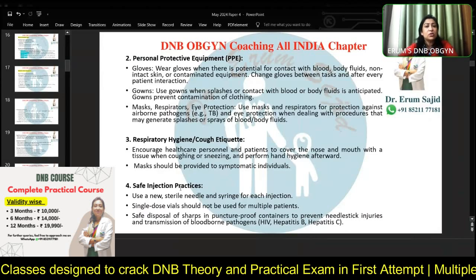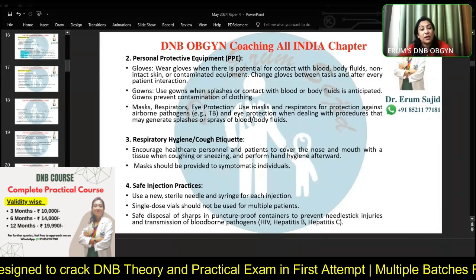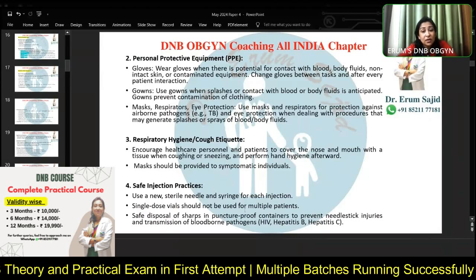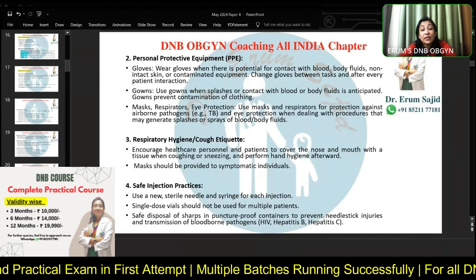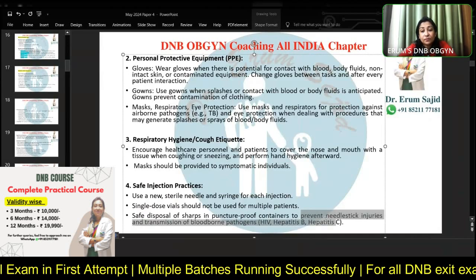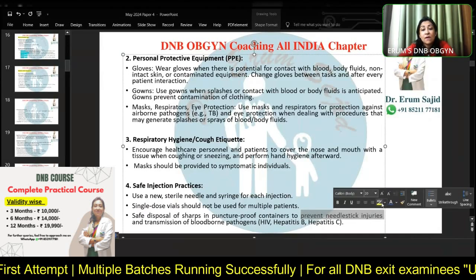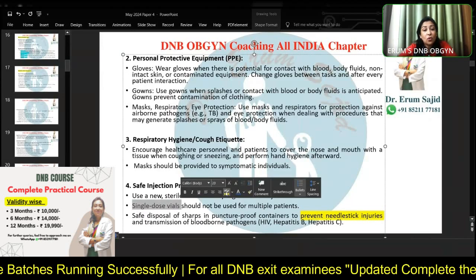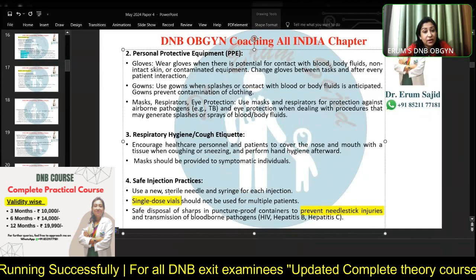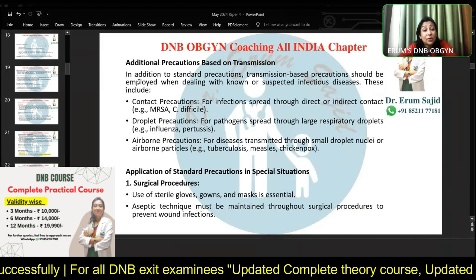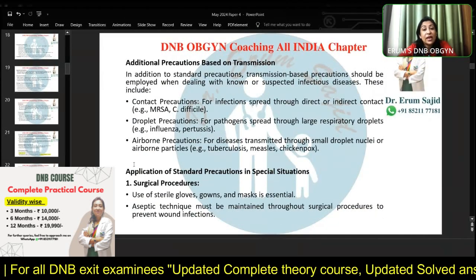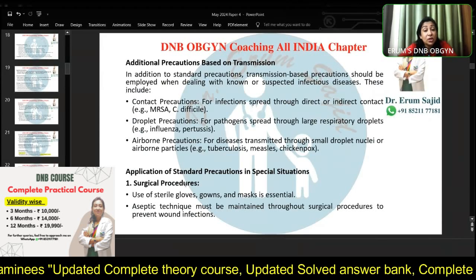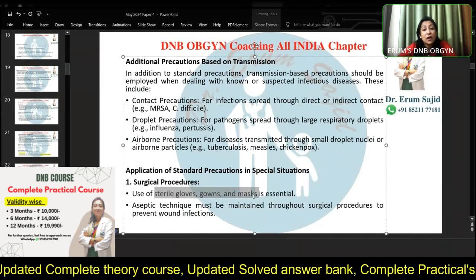Standard precautions. You've been dealing with them right from the very beginning. Safe disposal of sharps, very important. Puncture proof containers. Very important is to avoid the needle stick injuries. Single dose vials, right? All these, a new and sterile injection every time. Then contact precautions, droplet precautions, airborne precautions, right? Then standard precautions in surgical procedures like sterile gloves, gowns, masks, right?